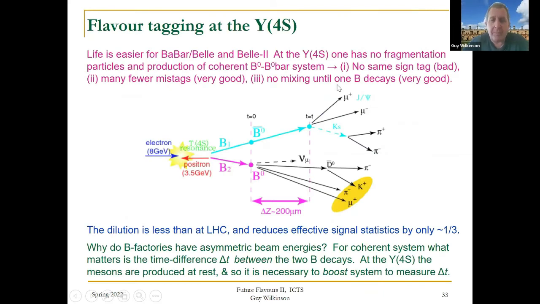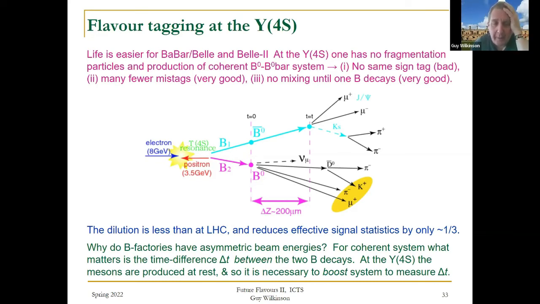Let's contrast this to the epsilon 4S. What's very different here is that the B0 and B0 bar are produced coherently. This means that due to Bose-Einstein statistics, the B's are not able to start mixing until one of these two mesons decays. So this actually immediately gives you a much reduced dilution effect to that which you have at the LHC. And of course, you have many fewer tracks in the event, which also makes life easier. So what one gets is that the effective tagging efficiency at the epsilon 4S is significantly higher than the Hadron machine, about an order of magnitude higher.